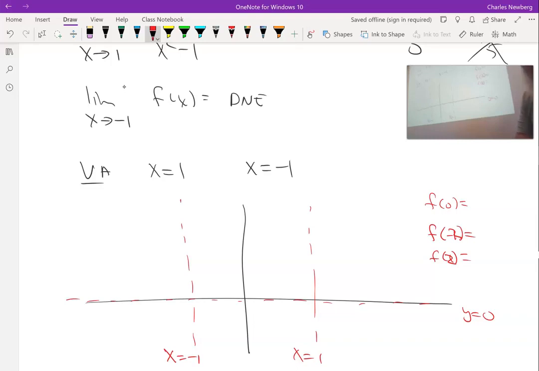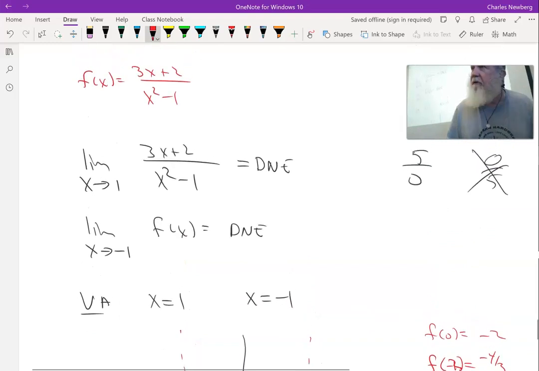So f of 0, Alex. -2? We have consensus, right? -2. f of -2, Cadence? Didn't get it? Nope. -4/3? You just plug it into that function right up there?